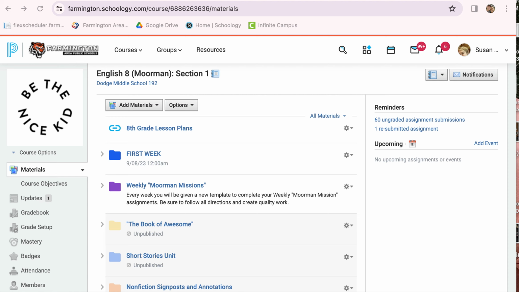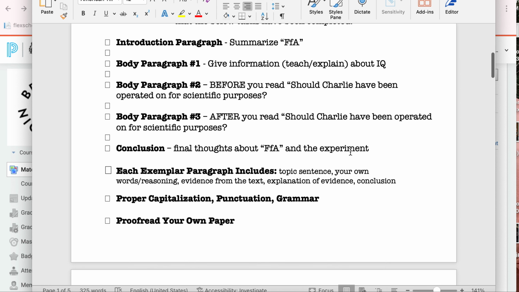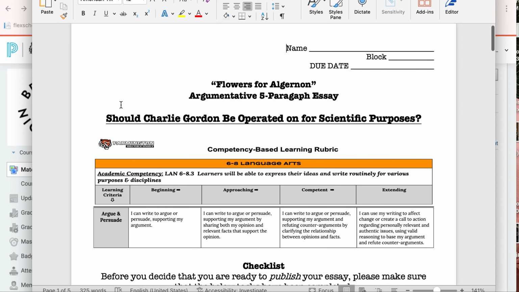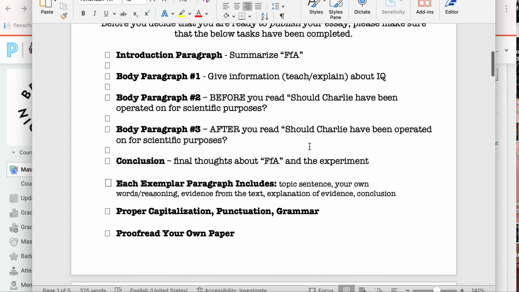All right, so today you are going to be writing your second paragraph. This one is called Body Paragraph Number 1. Yesterday, you did your introduction paragraph where you summarized Flowers for Algernon. And remember, we are trying to answer the question, should Charlie Gordon be operated on for scientific purposes? Today, your job is to do body paragraph number 1.